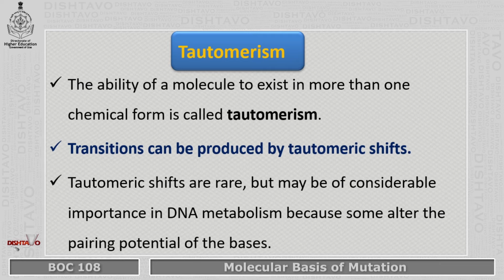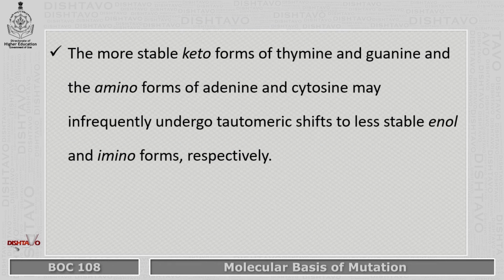What is tautomerism? The ability of a molecule to exist in more than one chemical form is called tautomerism. Transitions can be produced by tautomeric shifts, as I've just said. Tautomeric shifts are rare, but they may be of importance in DNA metabolism because some alter the pairing potential of the bases. Watson and Crick pointed out that the structures of the bases in DNA are not static.